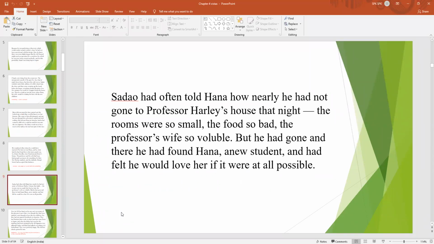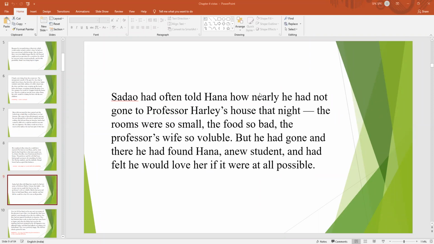Sudhir would often tell Hannah about this. He used to tell Hannah that it was a coincidence that he went to the professor's house that night, and he was not willing to go. What was the reason he was not willing to go? Because the rooms in the house were very small, the food was not good, and the professor's wife was so talkative. So he did not want to go, but then too he went. He always used to tell that if he had not gone there that night, he would not have met Hannah.